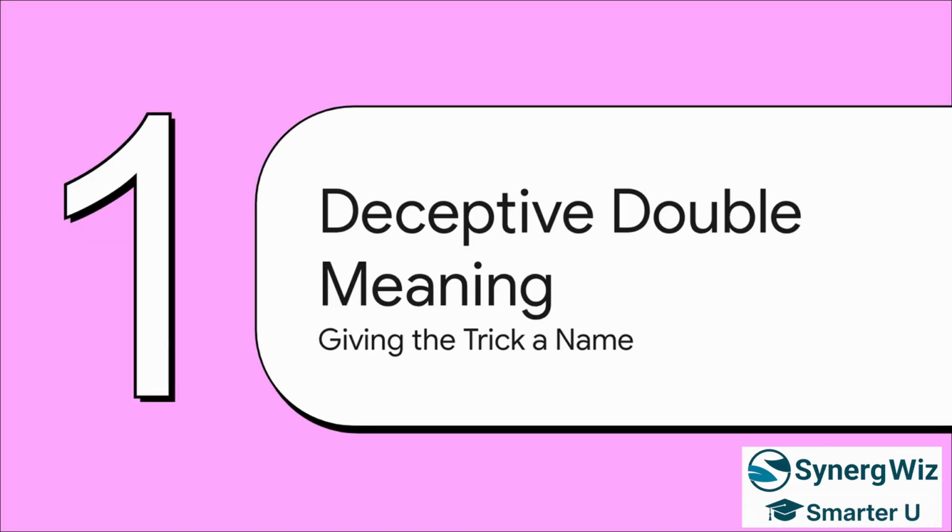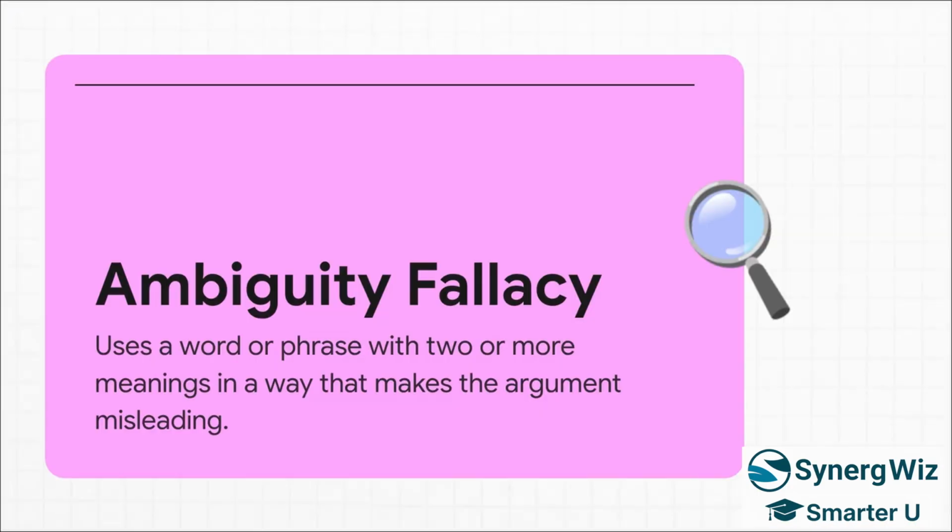So, this whole deceptive double meaning thing, it actually has a name. Let's give this trick a proper introduction. And that name is the ambiguity fallacy. It happens when a word or a phrase that has multiple meanings gets used to make an argument seem way stronger than it actually is. You can think of it as a classic bait and switch, but it's being done with words instead of products.